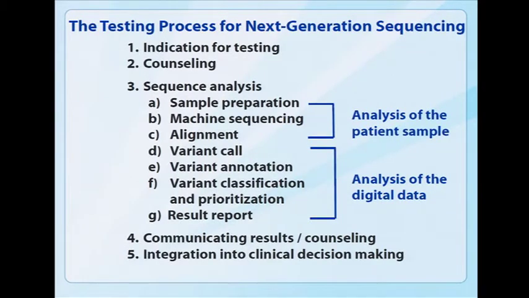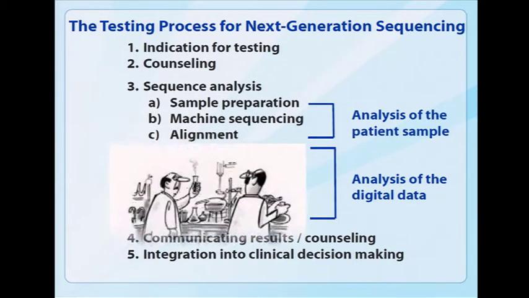Outlining the points, I told you that there is the wet part and the bioinformatics part, but before and after, there are very strong points. One is the indication for testing, where we have to educate people to ask, otherwise we do a lot of activity without any solution. Counseling is very important, and also at the end, there is the communication of the information and the complete integration of this type of activity in the clinical decision making.